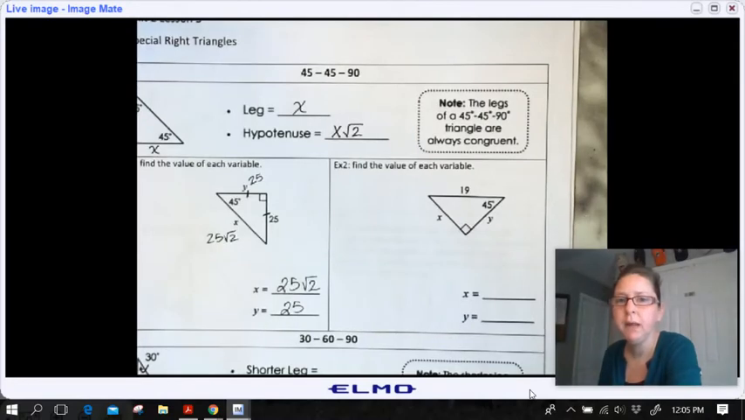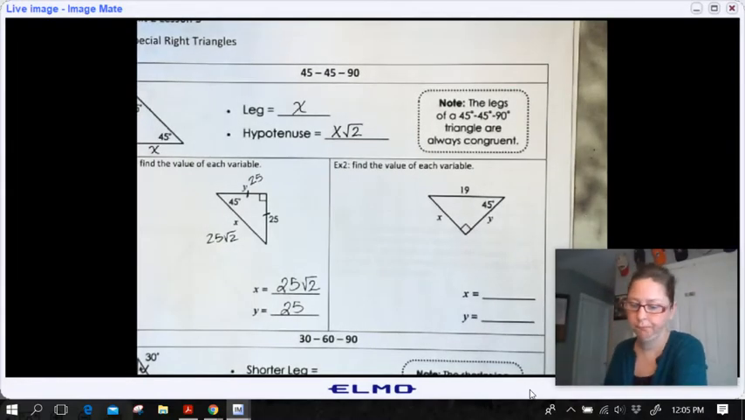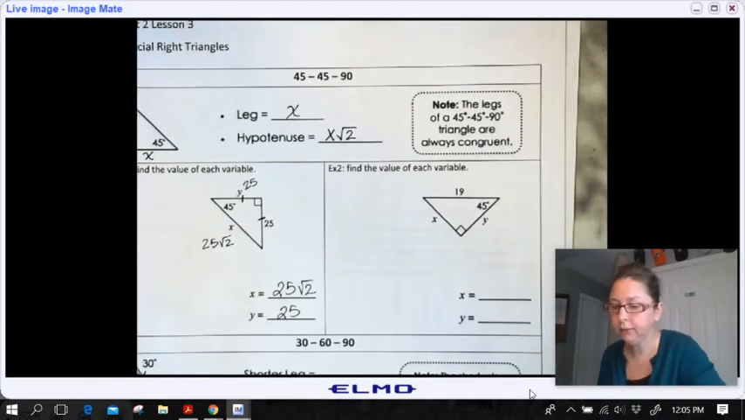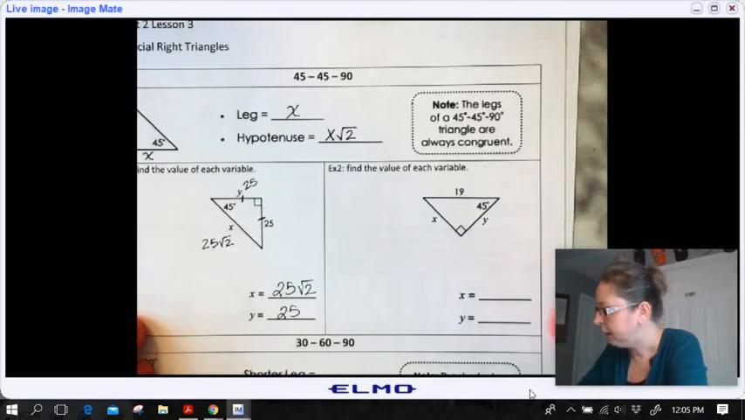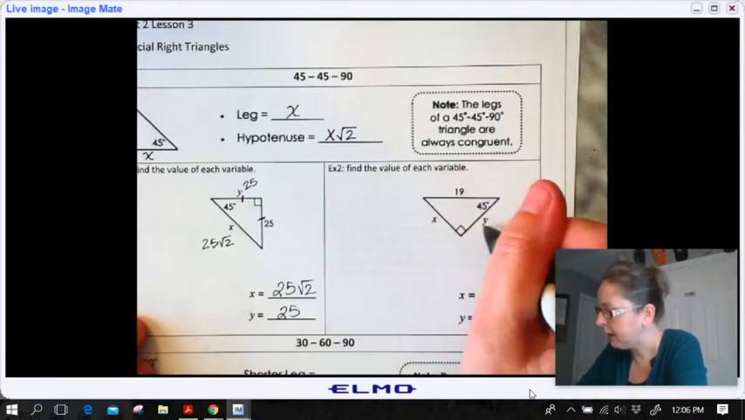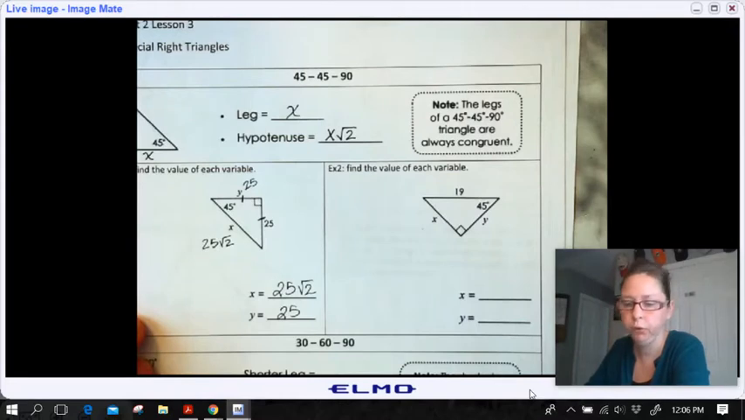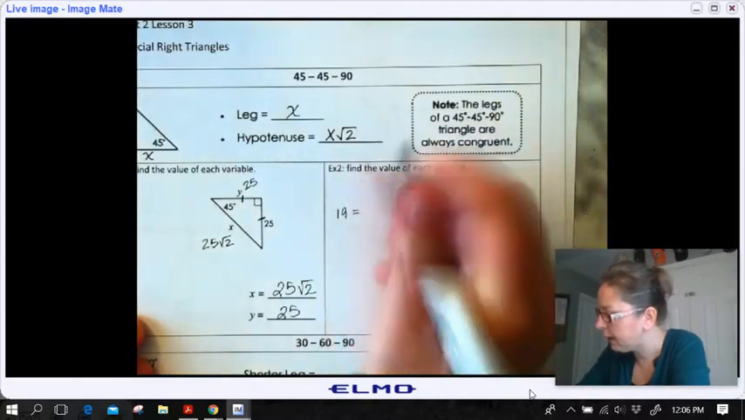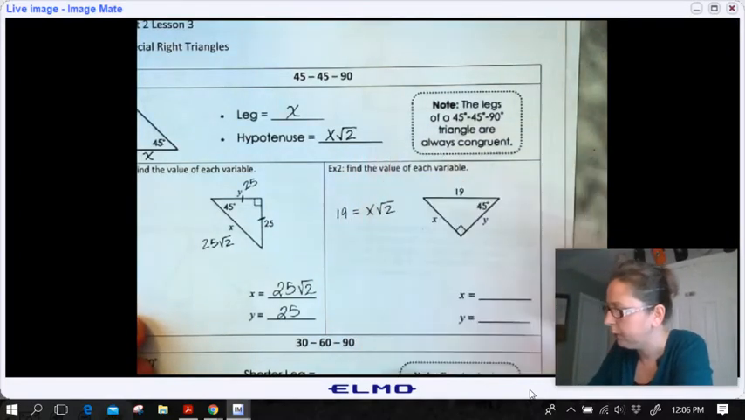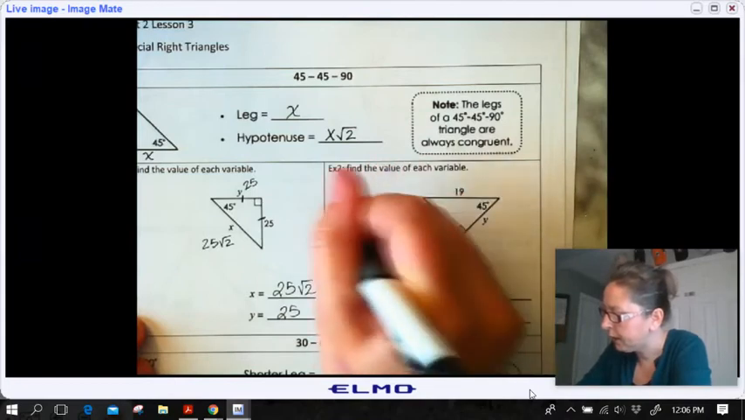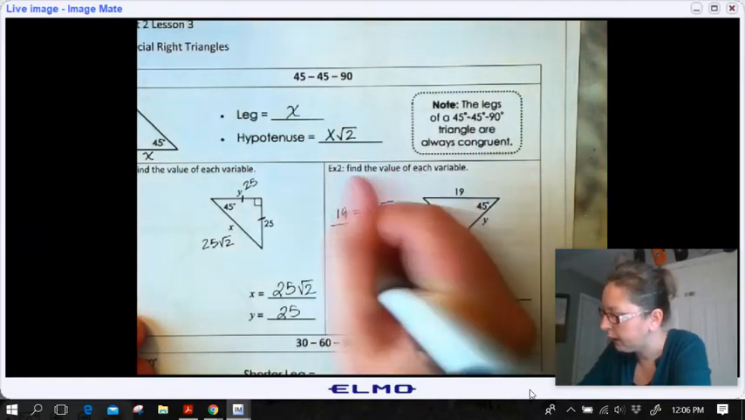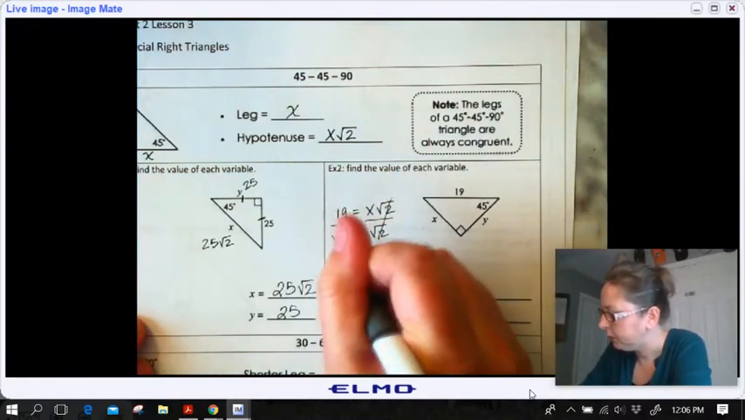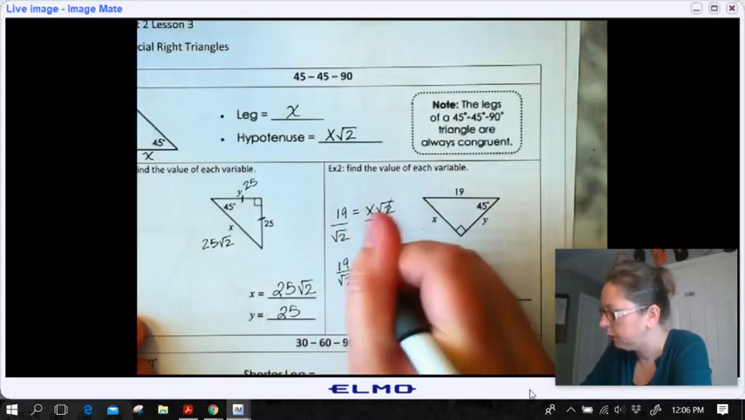This time they gave me the hypotenuse. My hypotenuse is equal to 19. So let's think about this. This would normally be x, and x square roots of 2. So if I say 19 equals x square roots of 2, let's divide both sides by the square root of 2 so that I can get the x by itself. 19 over the square root of 2 equals x.